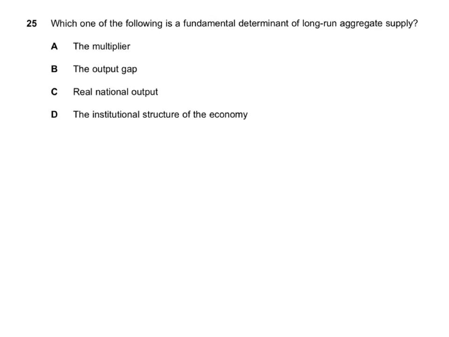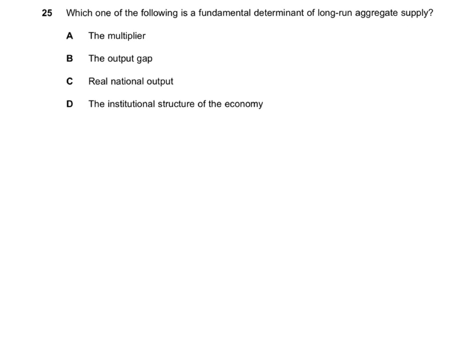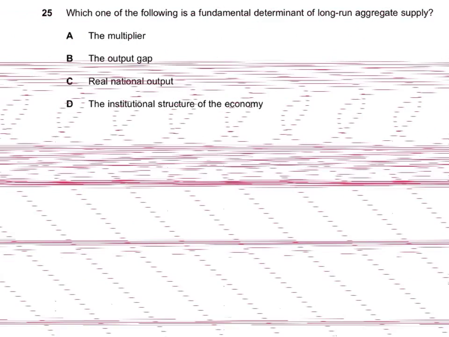This question comes up loads. It's a bit stupid. It's always the institutional structure of the economy. It just is. So whenever that question comes up, just accept it. That's what it is. Everything else is wrong. It is D.